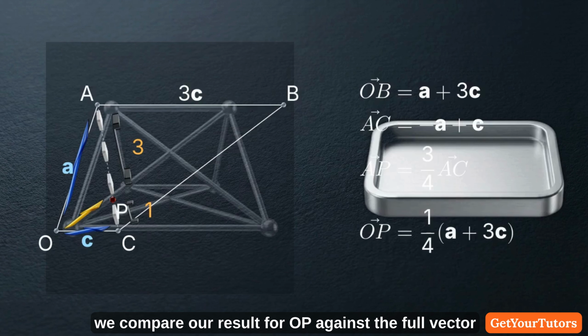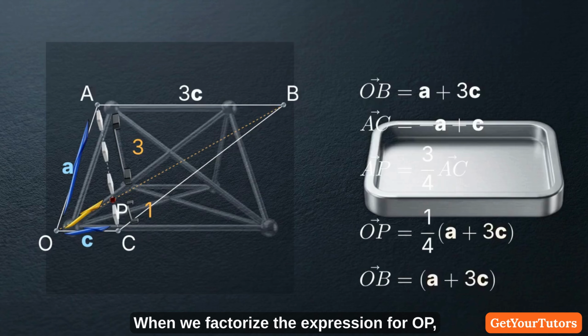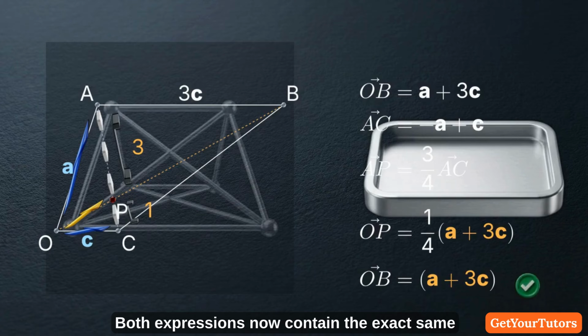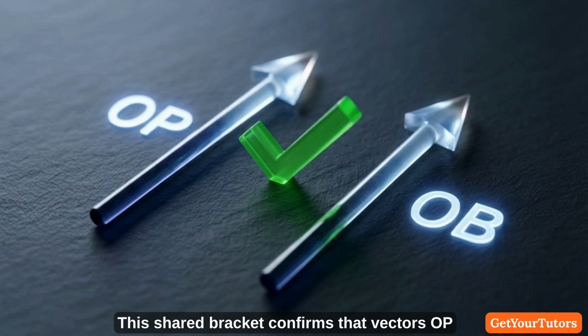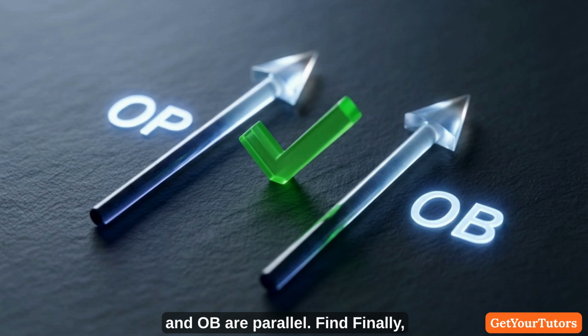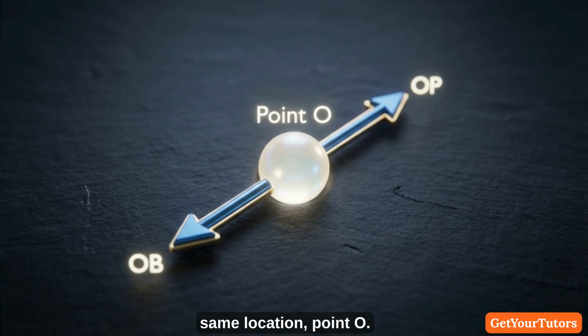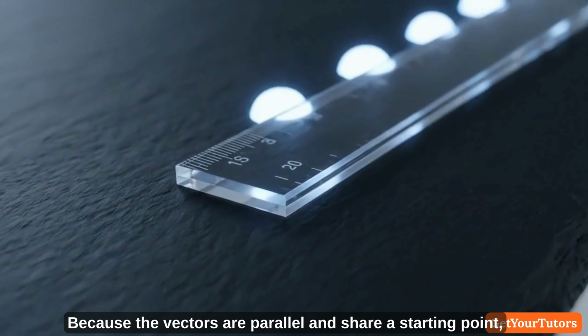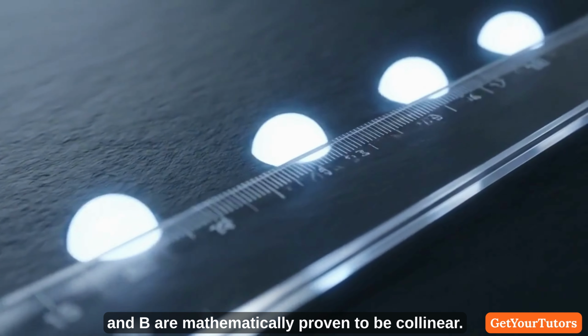Next, we compare our result for OP against the full vector OB to check if they are parallel. When we factorize the expression for OP, we reveal it is a scalar multiple of OB. Both expressions now contain the exact same bracketed terms. This shared bracket confirms that vectors OP and OB are parallel. Finally, we note that both parallel vectors originate from the exact same location, point O. Because the vectors are parallel and share a starting point, O, P, and B are mathematically proven to be collinear.